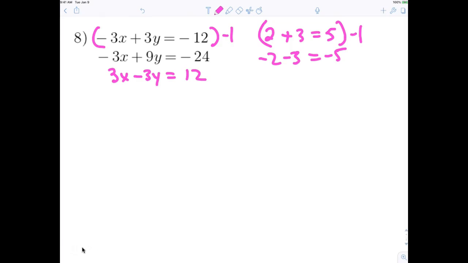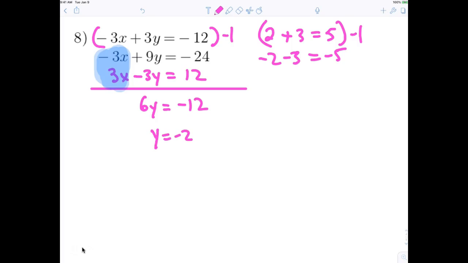Now, am I going to add these together? Yes, because what happens when I add them together? They cancel out. The negative 3x and the positive 3x do what to each other? Cancel out. So what's 9y minus 3y? 9y minus 3y today is 6y. 6y equals what? Negative 12. 6y equals negative 12. So y equals what? Negative 2.